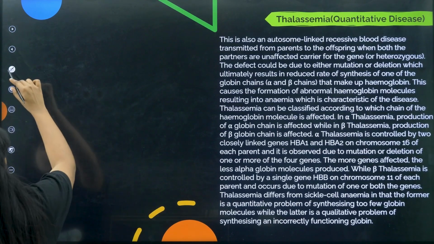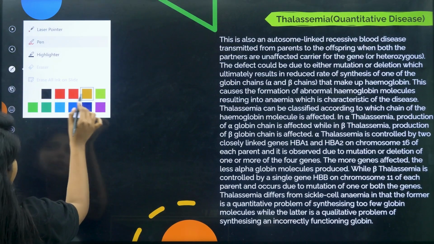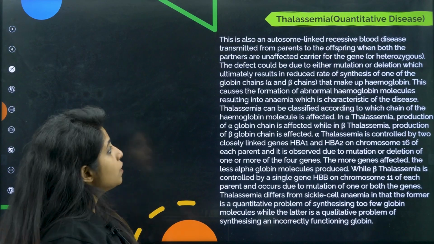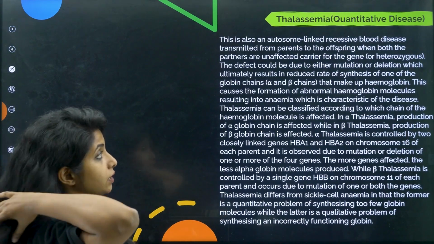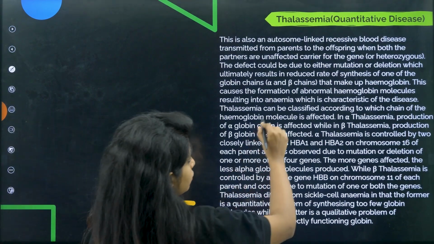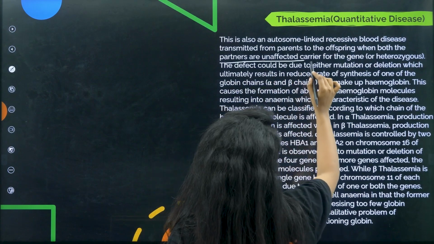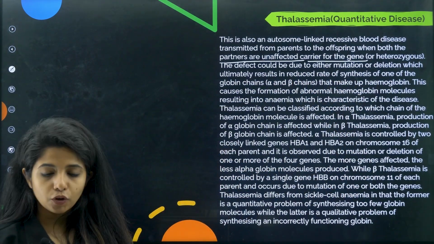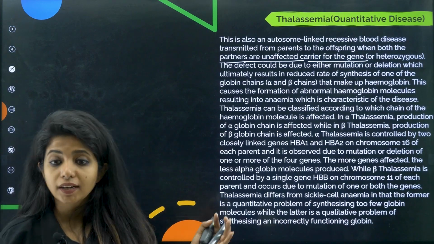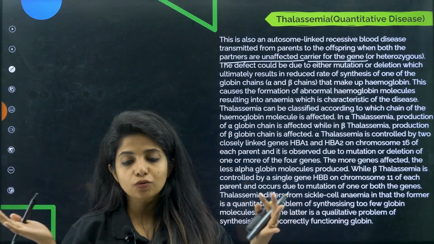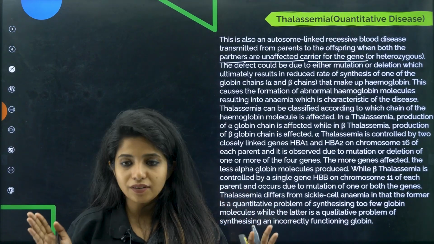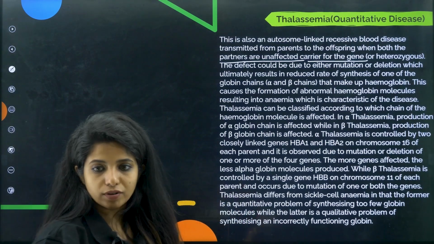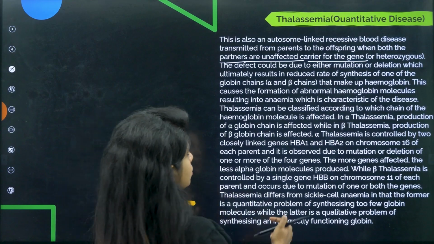Yes, thalassemia, which is a quantitative disorder. This is quantitative because here the quantity of things would be affected. Let's read it once. Okay, so this is also an autosome linked recessive blood disease transmitted from parents to the offspring when both the partners are unaffected carriers for the gene. So again, if they are affected, they will also die. If both of them are affected, they will die. So obviously there is no chance of mating. But if they are carriers of this particular disease, then there are high chances that they can obviously provide it to the next generation that they are producing.